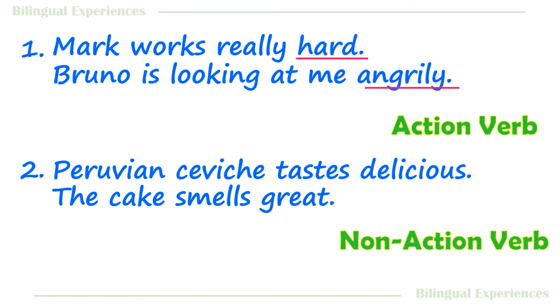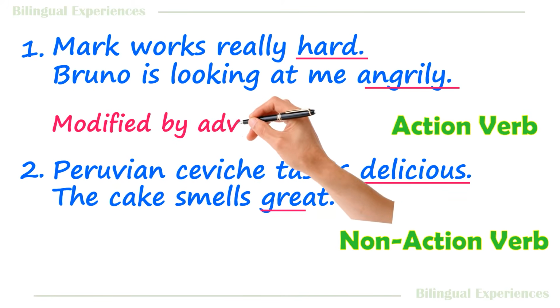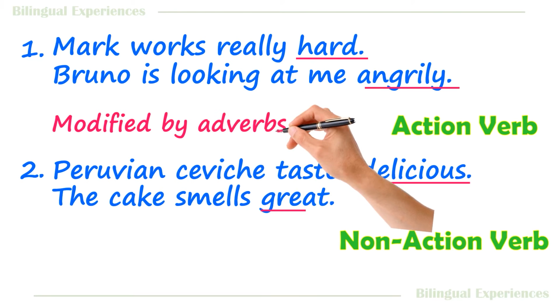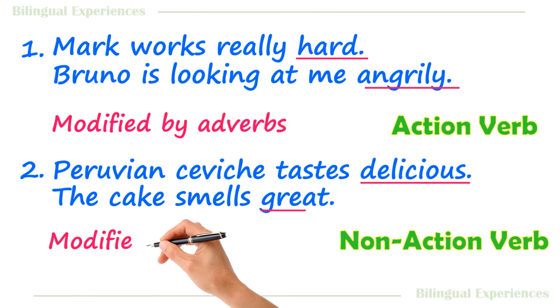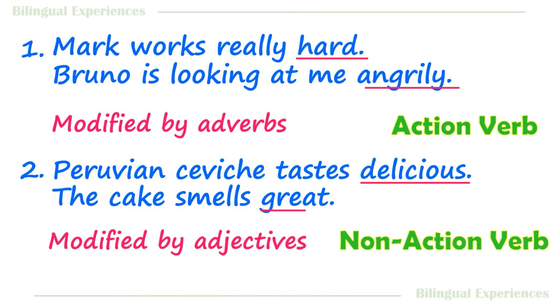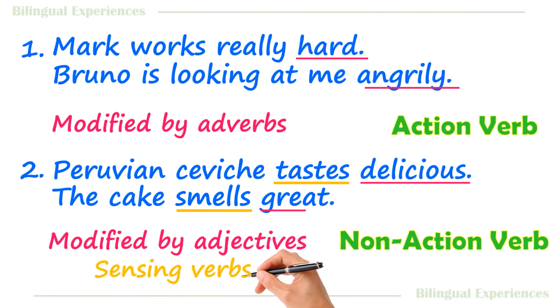Notice these words: hard, angrily, and delicious and great. Those words are modifying the verbs. So in conclusion, we can say that action verbs are modified by adverbs, while non-action verbs are modified by adjectives. But be careful, adjectives are only used when we have verbs such as taste and smell, that is, sensing verbs.